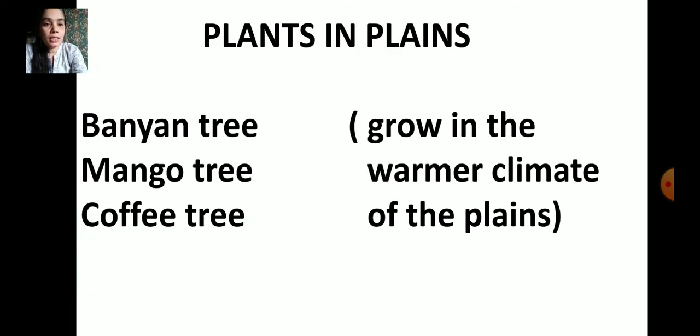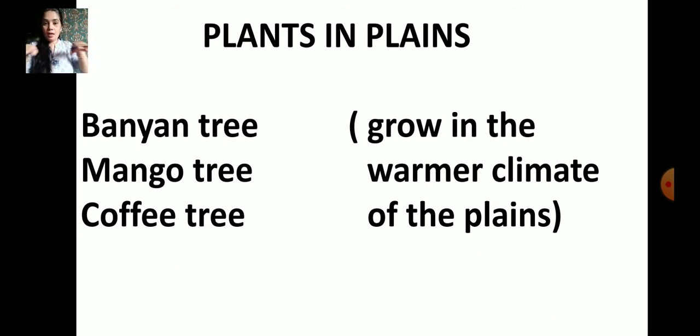Now let us continue the chapter. Now let's see plants in the plains. So let us learn about the plants that grow in the plains. Trees growing in the plains have lots of spreading branches. Have you seen the mango tree and the banyan tree? They have lots of branches. So these trees grow on plains.